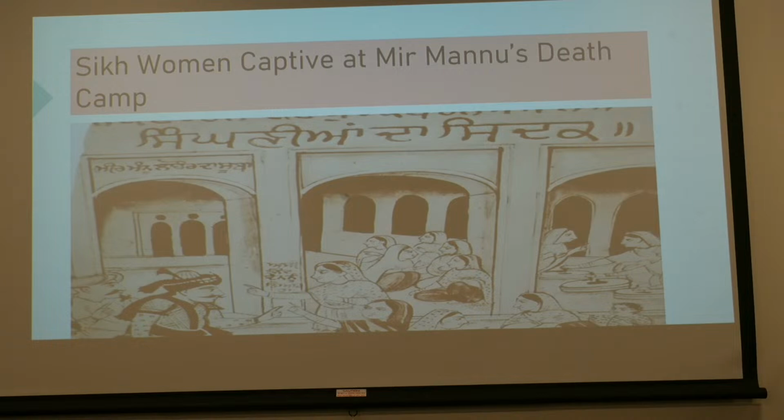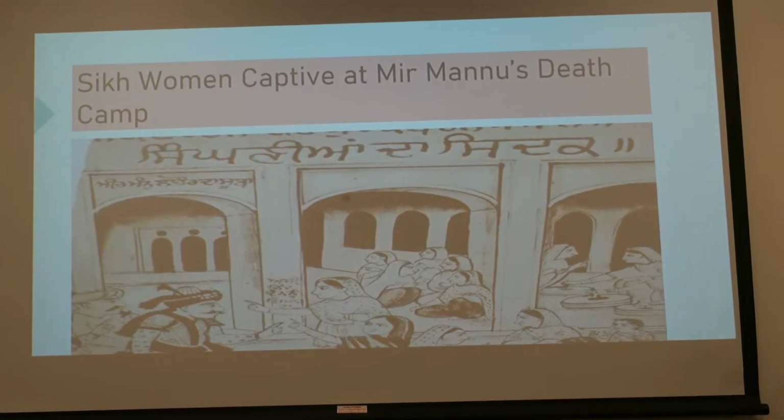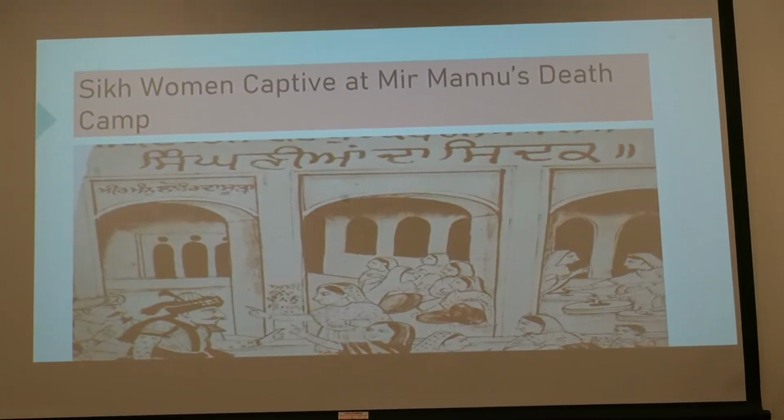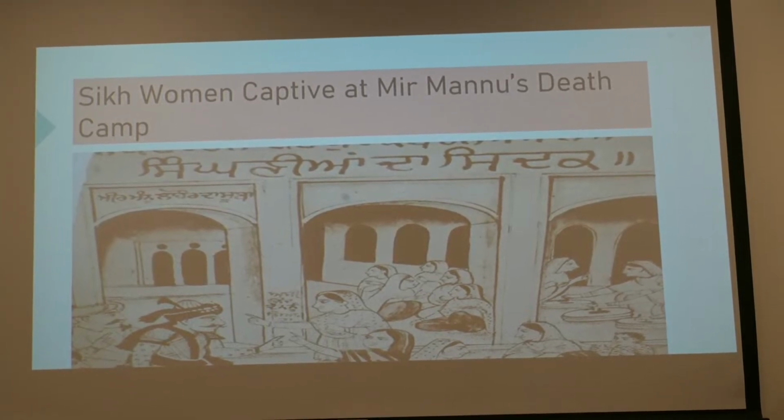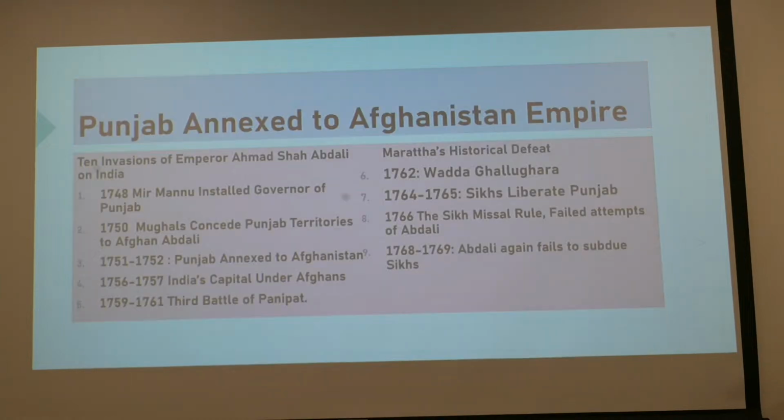So this is how another Mir Manu emerged from the Afghan invasion. He would round up all the Sikh women, put their children's limbs around their necks, and harass them to convert them. So now, in 1753, Punjab was annexed to the Afghan Empire. So the Mughals lost Punjab forever.